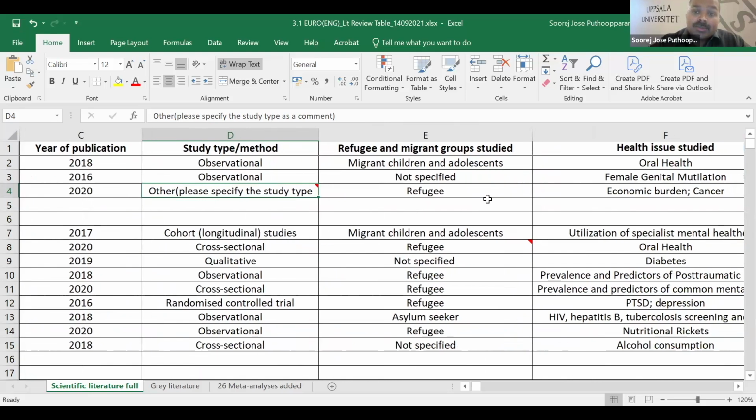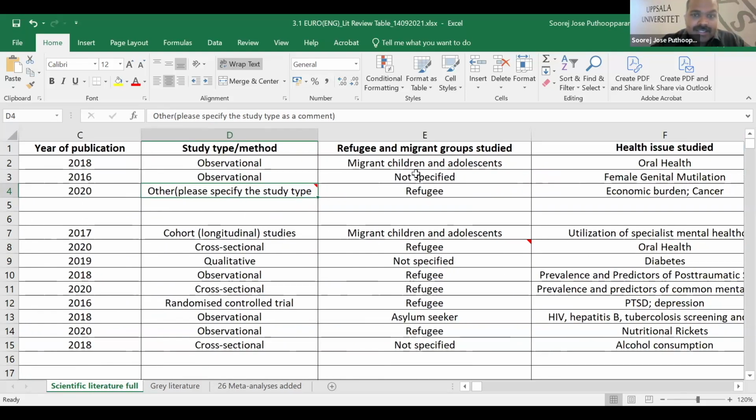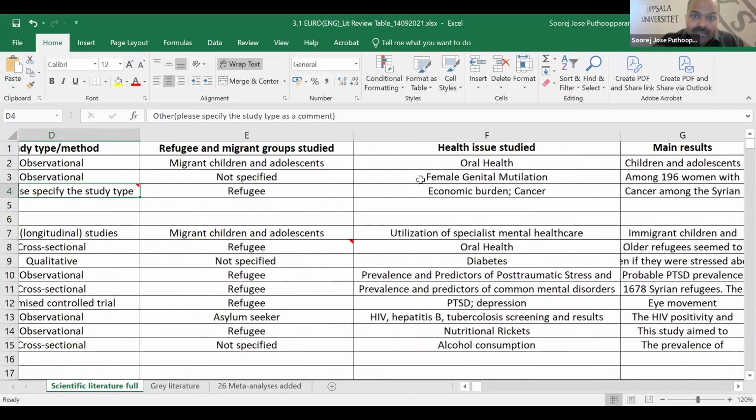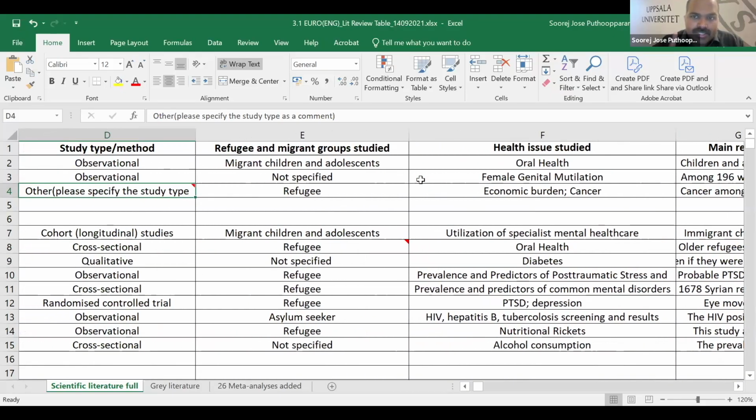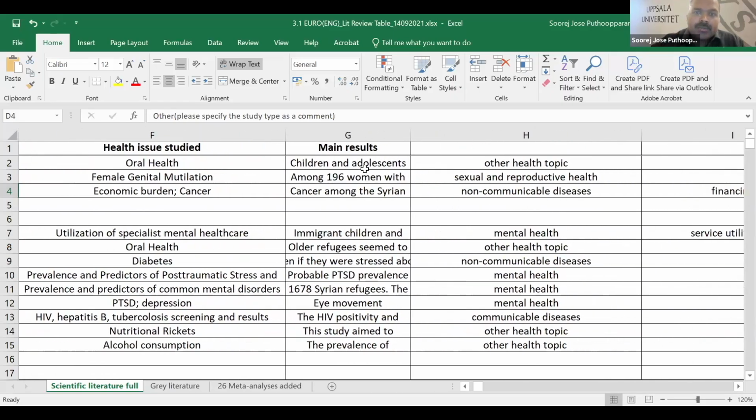Then which migrant groups? Some places it's clear, some places it's not clear at all. They just say migrants, then we call it not specified. What kind of health issue, as in health outcomes, not determinants, but health issues. We put a section on main results. For example, if you generate a word cloud based on what is over here, you get an idea of what the main words are, what the things they're saying are, higher mortality, lower mortality, and so on. And if it's on health status, again, similar to this one, a bit clearer, more specific.